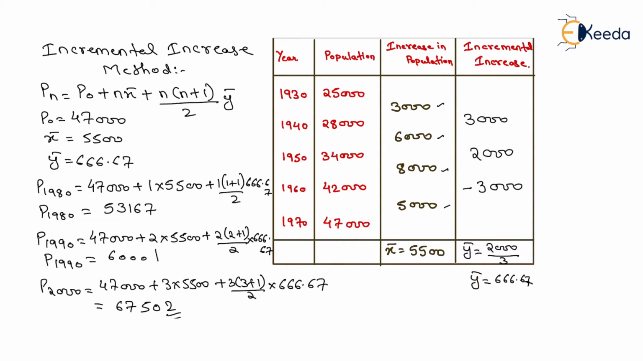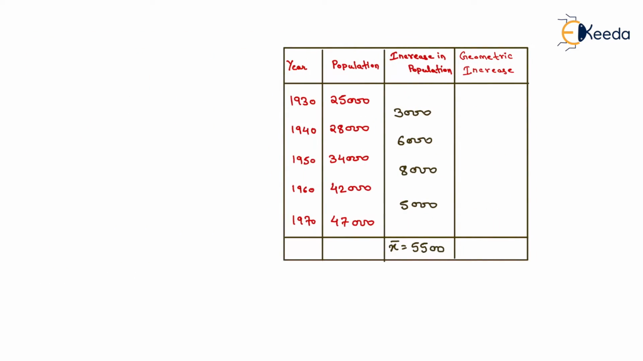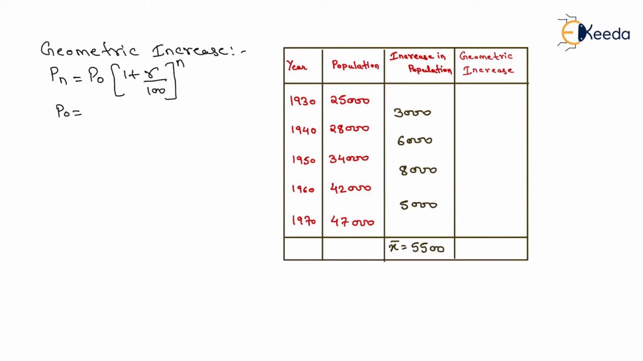Now we are moving towards the next formula for population forecasting, that is the geometric increase formula or the geometric rate method. According to the geometric increase method, we calculate the population after n decades as P naught times 1 plus r by 100 to the power n. Now we know the value of P naught here, which will be equal to 47,000, which is the last known population. N will be 1, 2 and 3, because we need to calculate the population after 1, 2 and 3 decades. Now we need to calculate the value of r here.